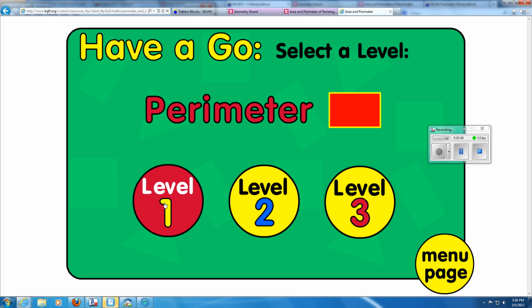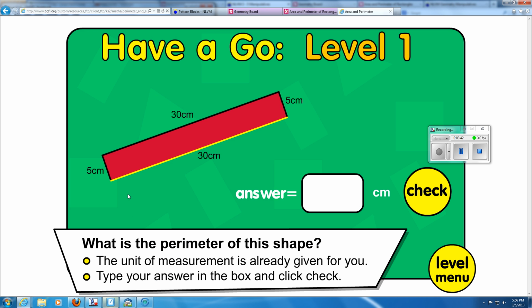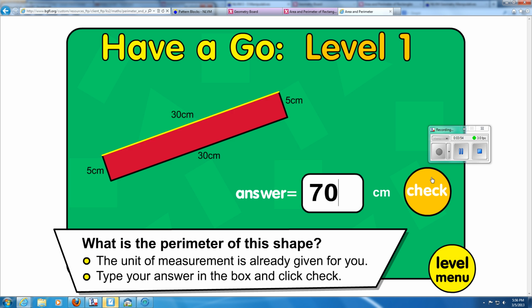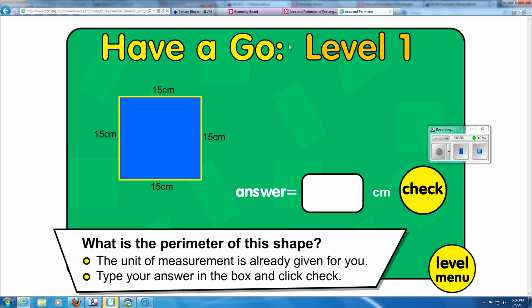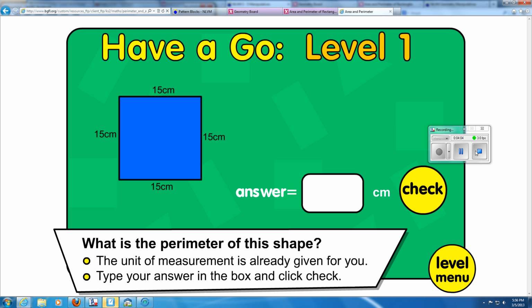Let's play the game and see if we can finish level 1. We'll start by adding 30 centimeters to 30 centimeters, and that's 60. Plus 5 and 5 is 10, 60 and 10 is 70 centimeters. The link to this game can be found on our class wiki. Try the game yourself to practice this skill.